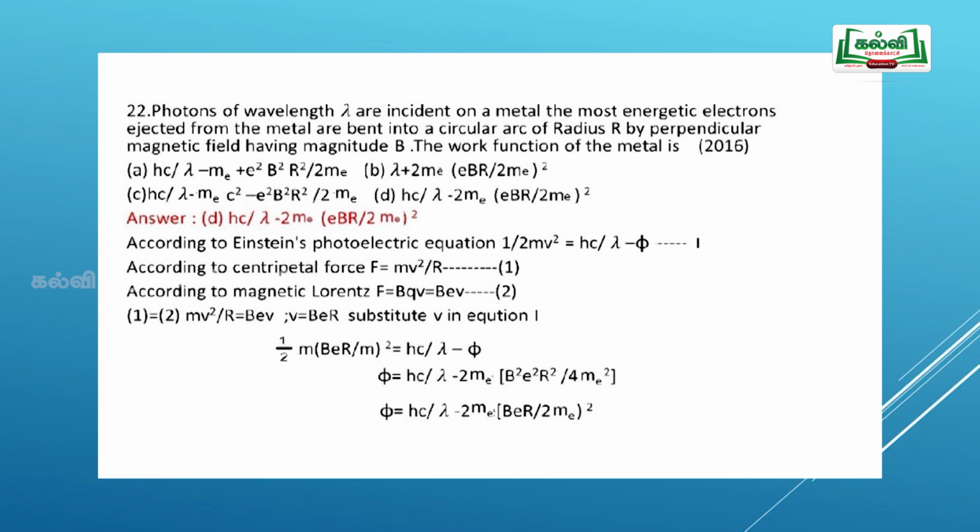To get the form given in the question, we should rearrange this according to the question. You should see the options given in the question and try to rearrange. So phi is equal to hc by lambda minus 2 m e bracket B by 2 m e the whole square, which is option D. That is the correct option.